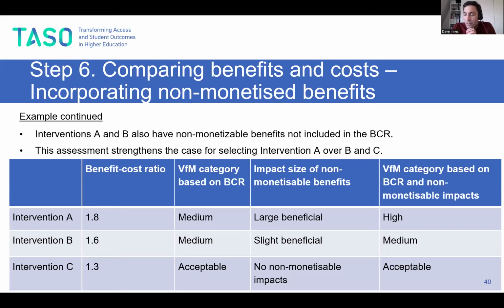Now, we could then look across at the monetizable and non-monetizable benefits as a whole and say, well, actually, for intervention A, that non-monetizable benefit is likely to be enough to push it up to a new value for money category. And so we'll assign it a high category on the basis of including that as well. So what we're doing here is a bit more of a broader qualitative assessment that includes those non-monetizable benefits. So we've still been able to include them alongside our monetizable benefits, but without trying to directly monetize those and give them an exact pound figure, but we still included the scale of those benefits to come up with an overall value for money assessment.